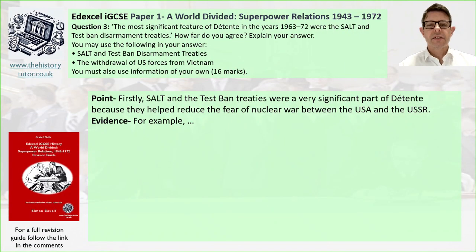Okay, so here's my opening sentence. I've said, firstly, SALT and the test ban treaties were a very significant part of Detente because they helped reduce the fear of nuclear war between USA and USSR. Right, so reducing tension. So let's give some evidence. How are they fearful of tension? Were there some events before that made them fearful? We had this in our plans. See if you can come up with an idea. So you can say, for example, and then give an event. So pause me now and give it a go.